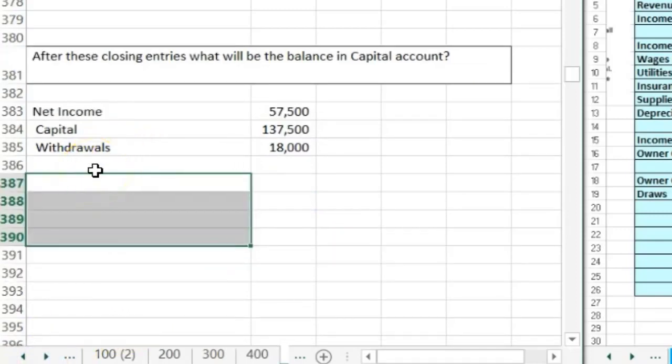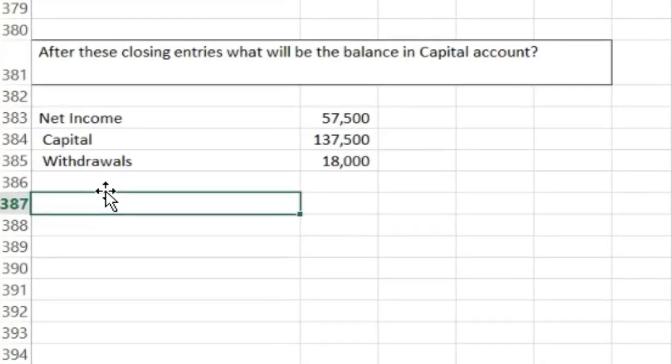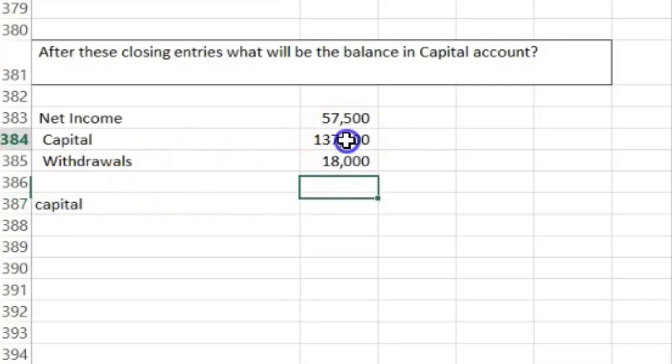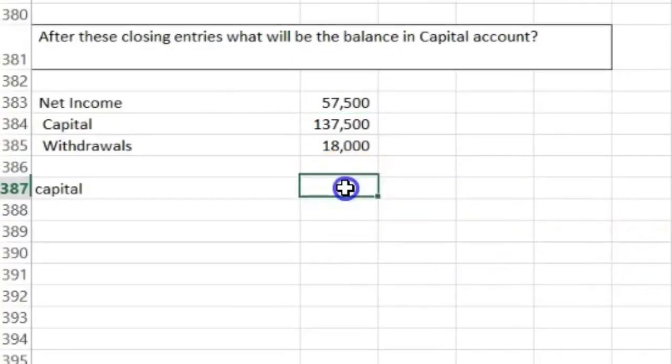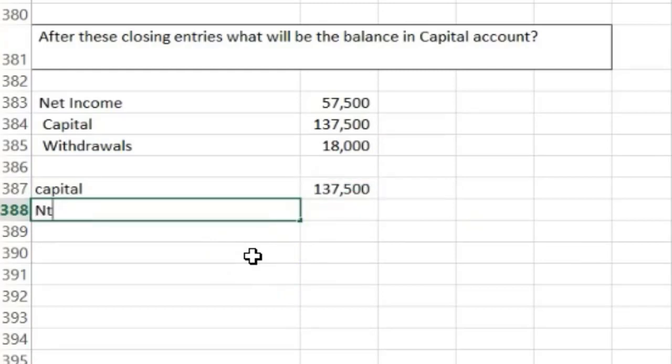After these closing entries, what is the balance in the capital account? And again, we could do the journal entries, and may as well just kind of memorize this formula here though. So we have the beginning capital. And remember, when they say capital here, they mean the beginning, like it's in the trial balance before we close everything out to it. So that's the beginning trial balance capital account of 1375. It's going to go up by net income.